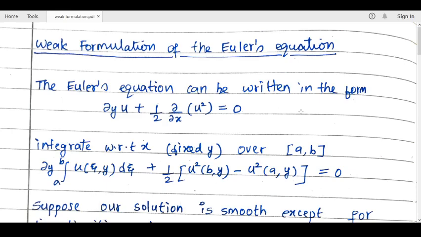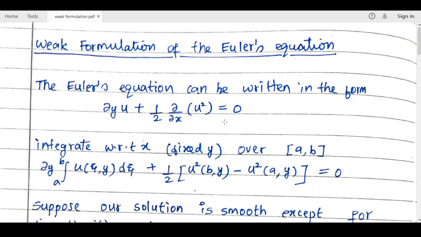Now, Euler's equation, u_y plus u u_x equal to 0, can be written in this form: the partial derivative of u with respect to y plus u u_x can be written as half of ∂/∂x of u square, because ∂/∂x of u square is 2u u_x. So the 2 will get cancelled and you will get u u_x. So this is the same as Euler's equation. We have written it only in this form.